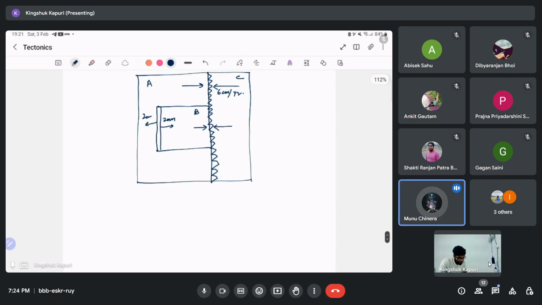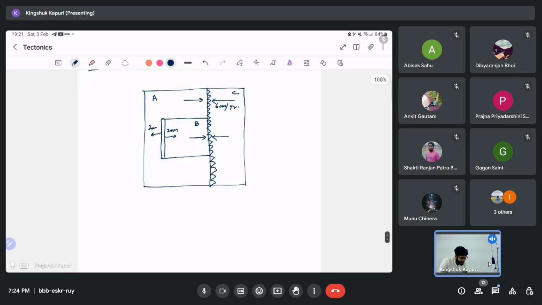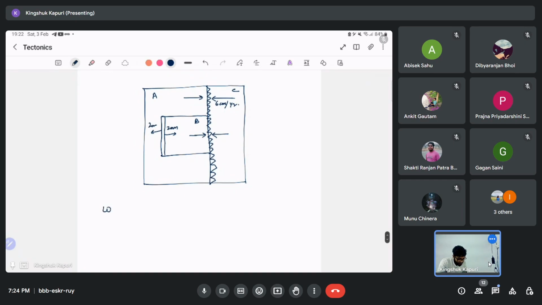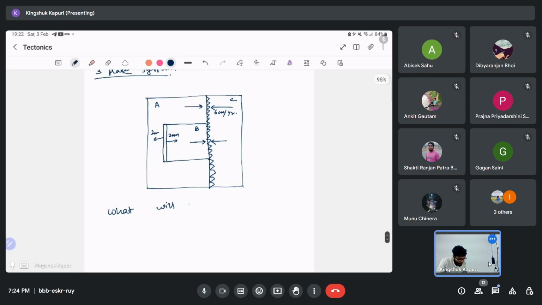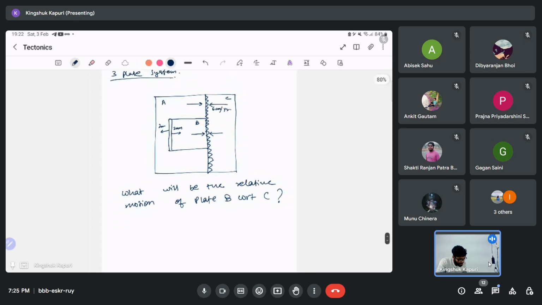Sir, will B's size decrease like this? No no, let me write the question first. It is not about the nature of the plates. What will be the relative motion of plate B with respect to C? That is what you need to find out. This is a vectorial representation. Direction is a very important property in case of plate tectonics. Now tell me how I should solve this question.